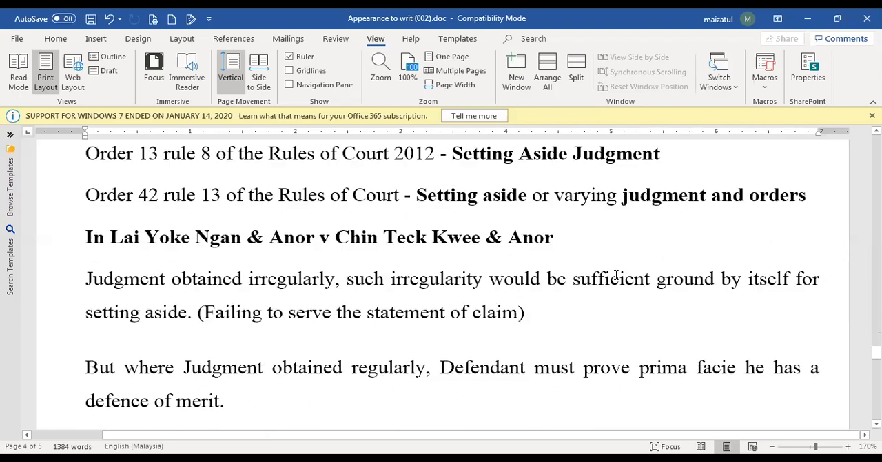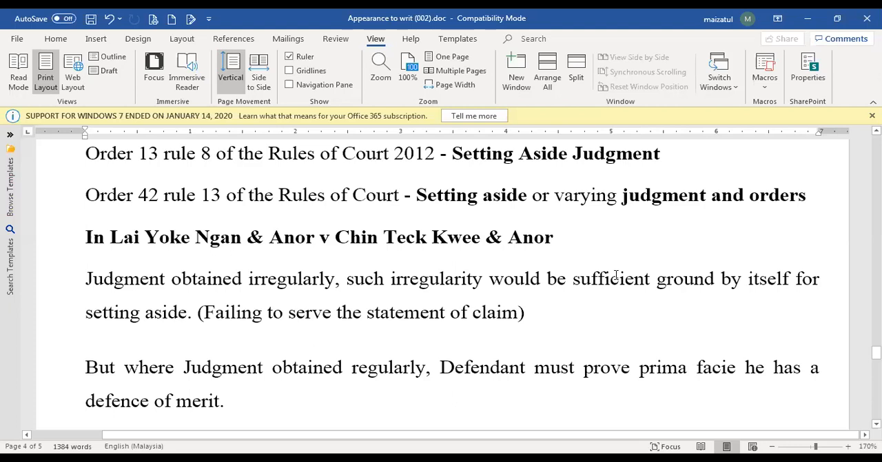So you can see from the orders, Order 13, Rule 8 is regarding setting aside a judgment. Order 42, Rule 13 is setting aside or varying a judgment and order. So when you want to set aside a judgment or order, these are the two orders that you will mainly be referring to. There is a difference between Order 13 and Order 42. One of them has a time limit, which means you have to be very careful when you want to apply for setting aside a judgment, as to which one you have to follow. Order 42 will include an order also, but Order 13 only constitutes a judgment only.